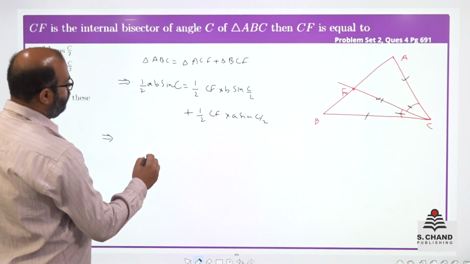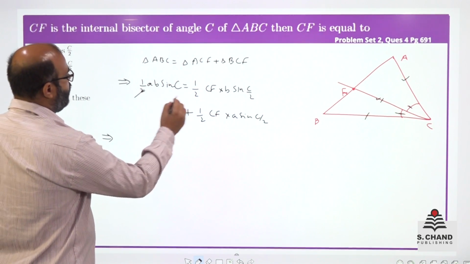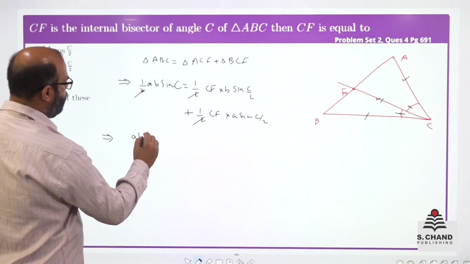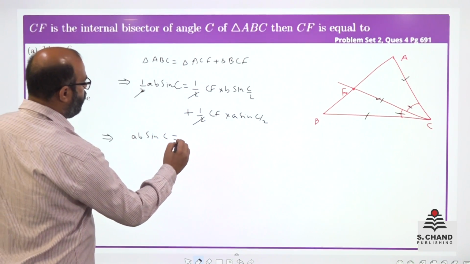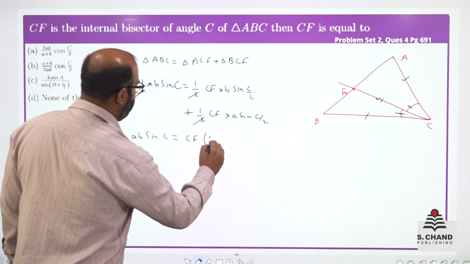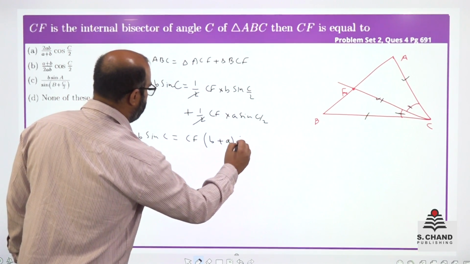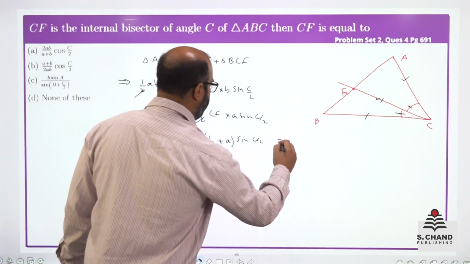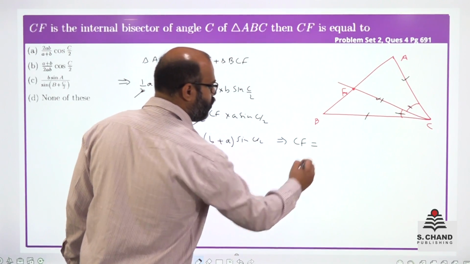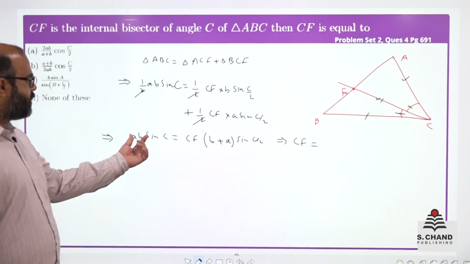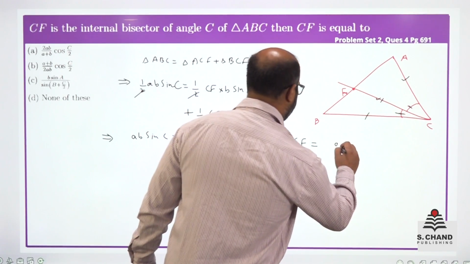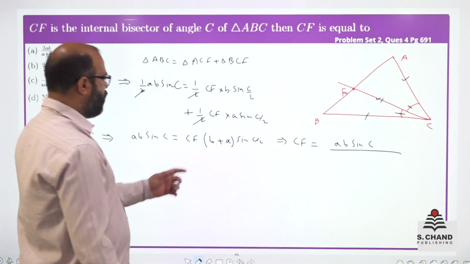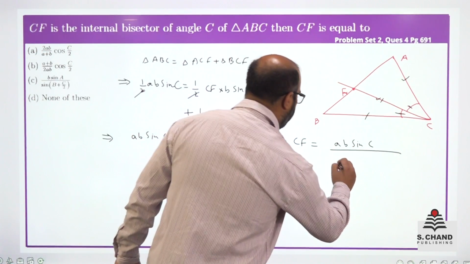So the half gets cancelled, and from here AB sin C is equal to CF, which is common, into B plus A sin C by 2. So in the next step, CF is equal to AB sin C upon B plus A sin C by 2.